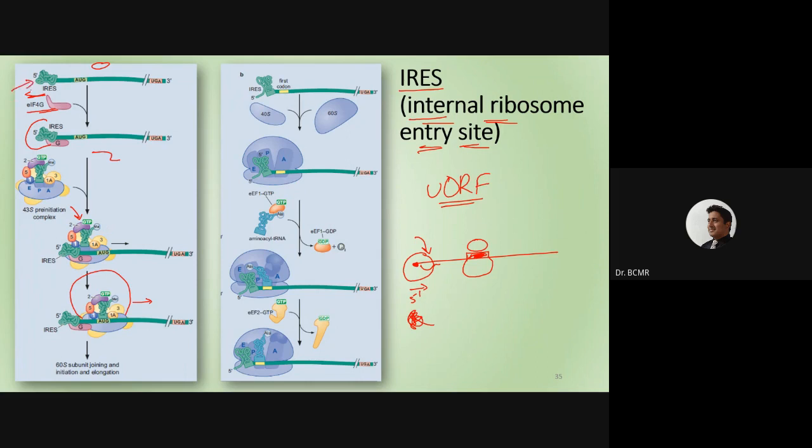In this case, the recognition is not happening based on the 5' cap. In the other initiation that we discussed previously, not the uORFs but prior to that, we learned about initiation starting with the cap, the recognition of the mRNA by the presence of the cap. Here it is not the cap. It is a structure formed by the mRNA. Those are called internal ribosome entry sites.